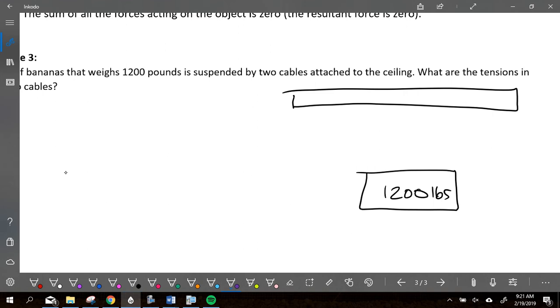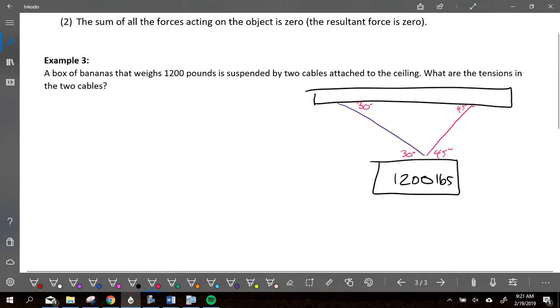You've got one rope holding onto it this way and another rope holding onto it that way. This rope has a 30-degree angle. This rope has a 45-degree angle. It says a box of bananas is 1,200 pounds and it's being suspended by two cables attached to the ceiling. What are the tensions in the two cables?